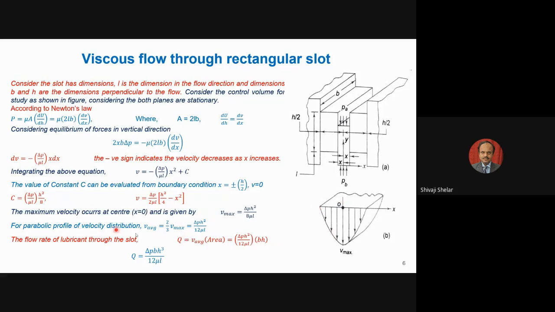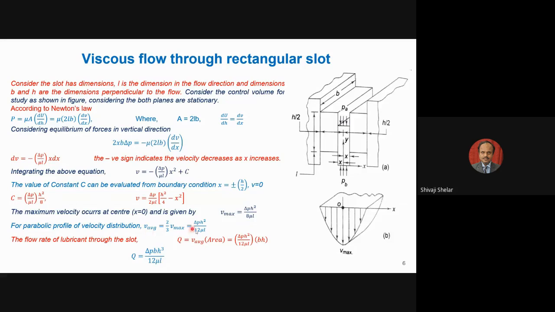For this parabolic velocity distribution, you can find the average velocity. What is average velocity? In reality we cannot measure the instantaneous velocity. What we use is the average velocity of the fluid passing through this rectangular channel. If the profile is parabolic, average velocity is 2/3 of Vmax. You have learned this in fluid mechanics. So average velocity is 2/3 of Vmax. What is Vmax? You can put that value in 2/3, and that gives delta p h square upon 12 mu l.